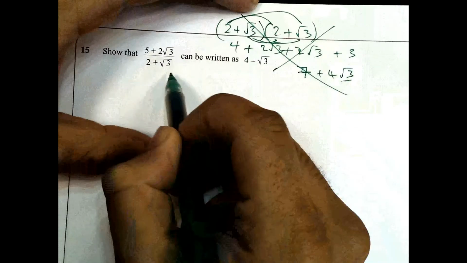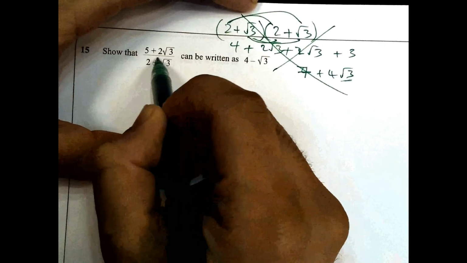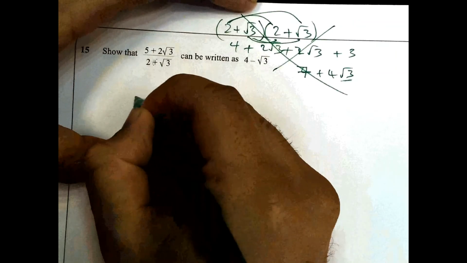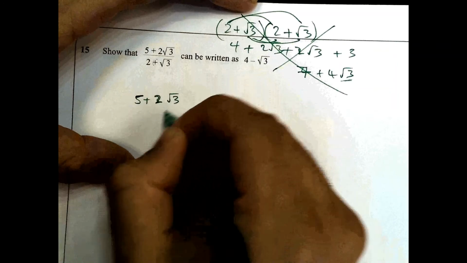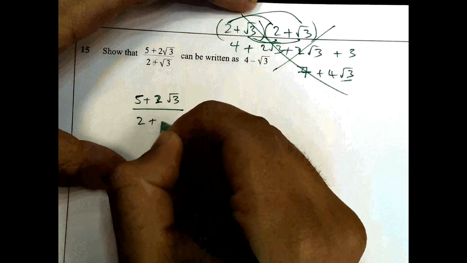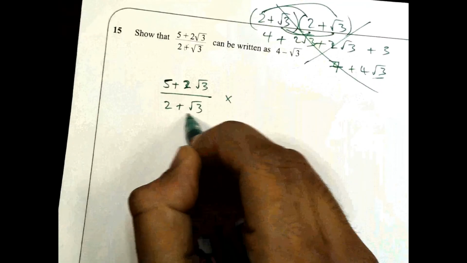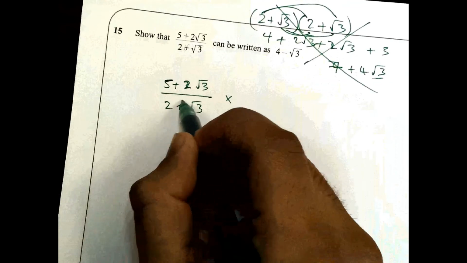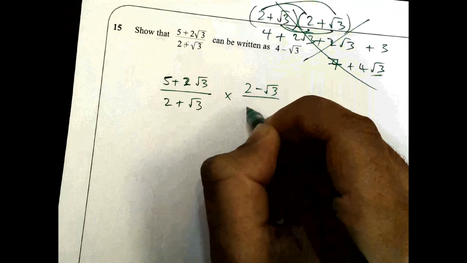You don't times it by the denominator again. What you actually want to do is change this sign. So here's what I mean. I'm just going to rewrite the question, because I've run out of space at the top there. 5 plus 2 root 3 over 2 plus root 3. And I'm going to times it by something over itself. And it's the denominator, but I'm going to change the sign in front of the surd. So it's 2 minus root 3 over 2 minus root 3.